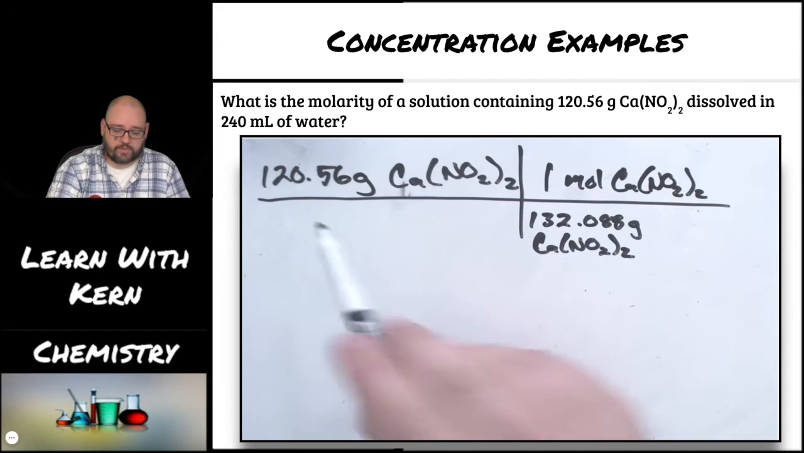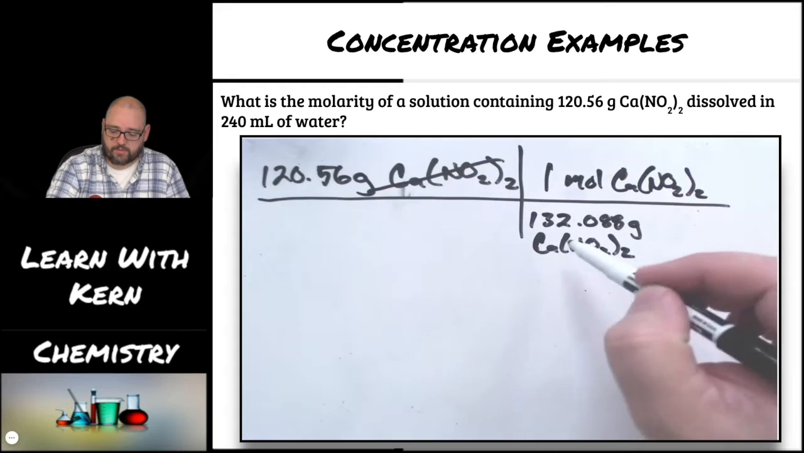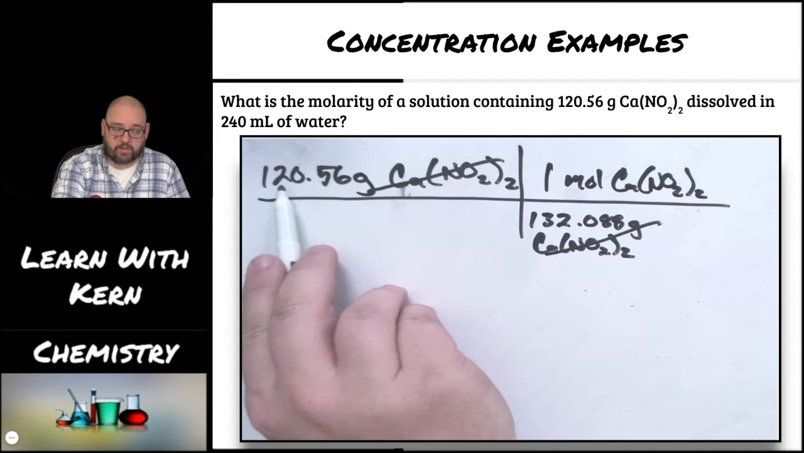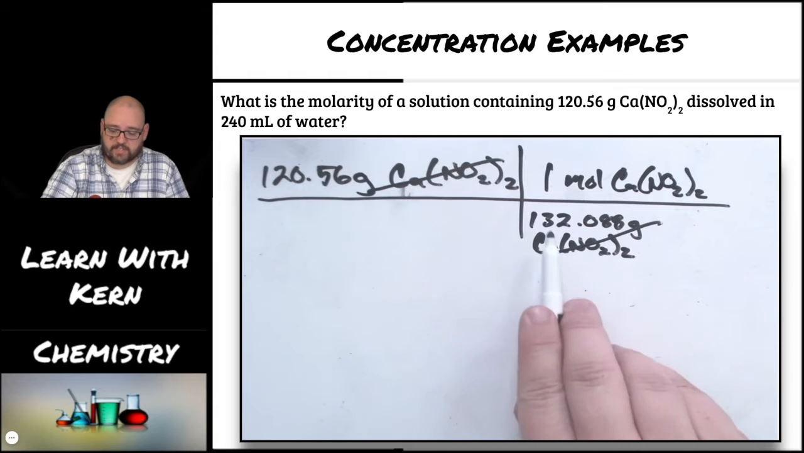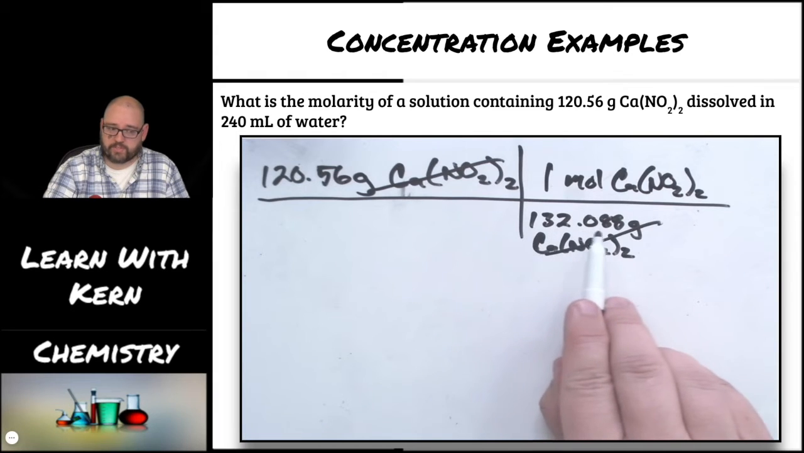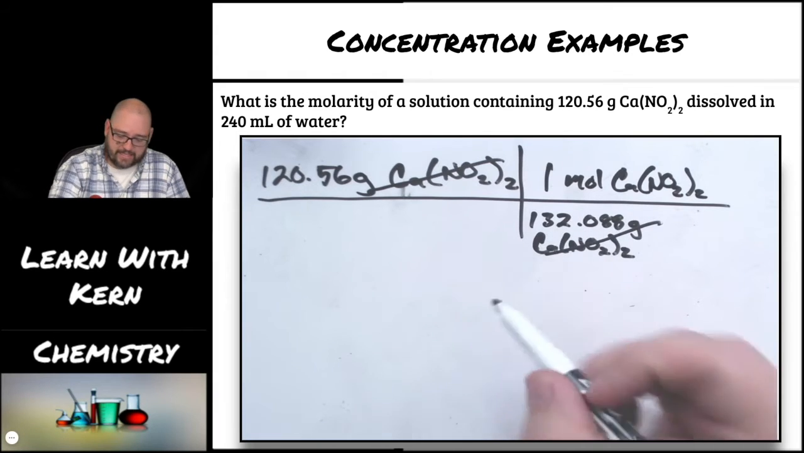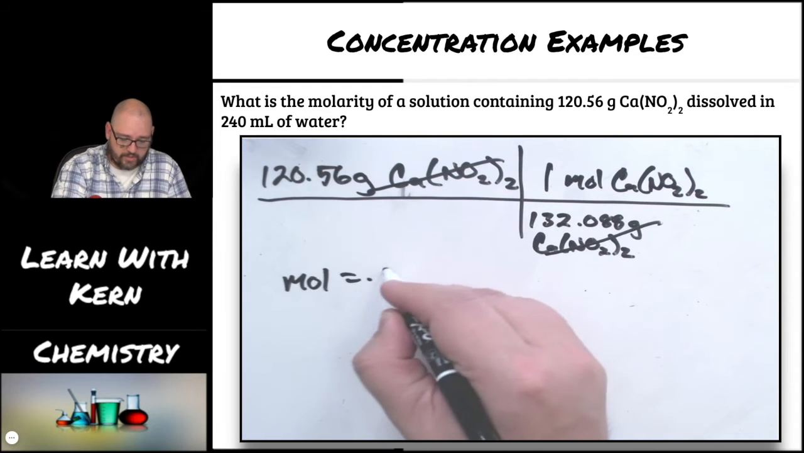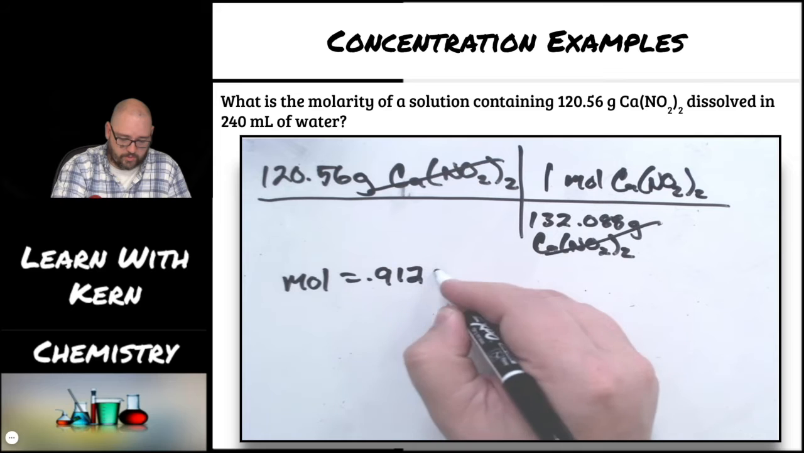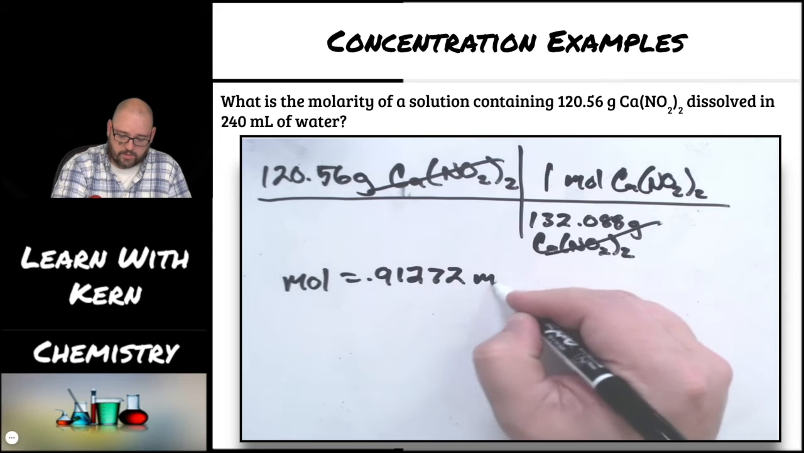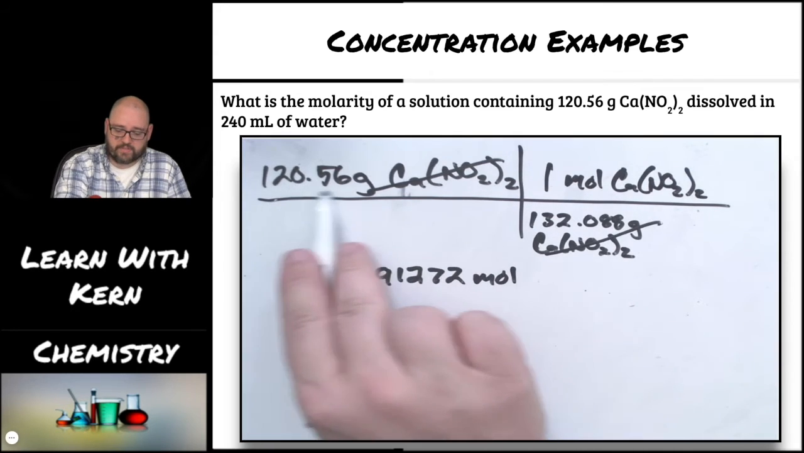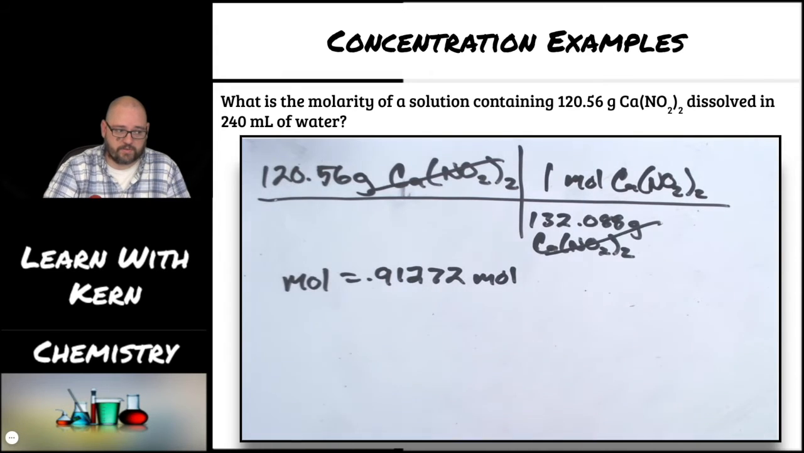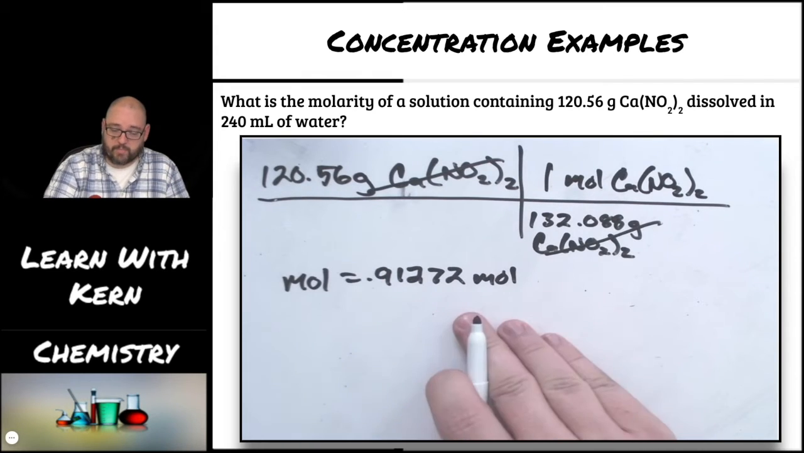So I am then going to, my grams cancel, and I'm left with moles, so I'm converting it to moles. So I do 120.56 divided by 132.088, and when I get that, that gives me my moles of 0.91272 moles, rounded to 5 significant figures because that's what I started with. So I have 5 significant figures. So this is now my moles.